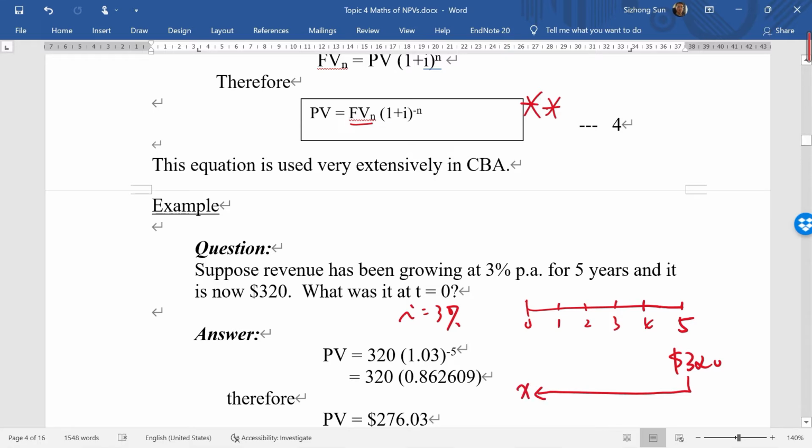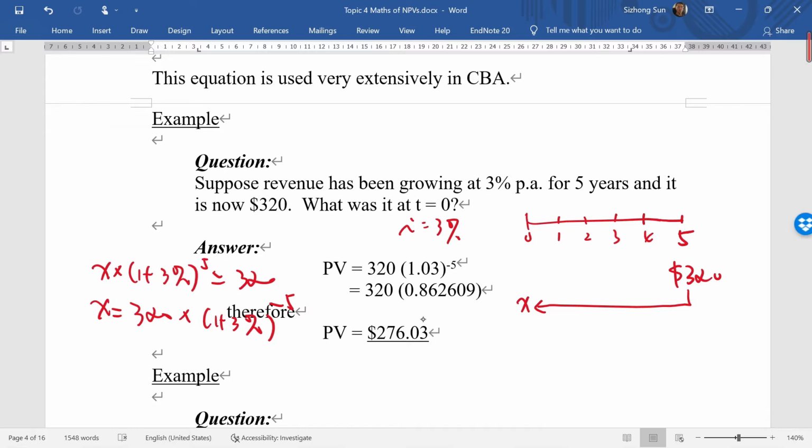Suppose it's x. So x times (1 plus 3%) raised to the power of 5 gives us 320. Or x is equal to 320 times (1 plus 3%) raised to the power of negative 5. So it's negative, be aware of it. Lovely. Plug all these numbers into your calculators, and you can get approximately $276.